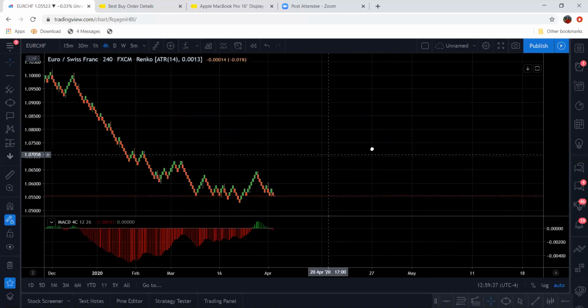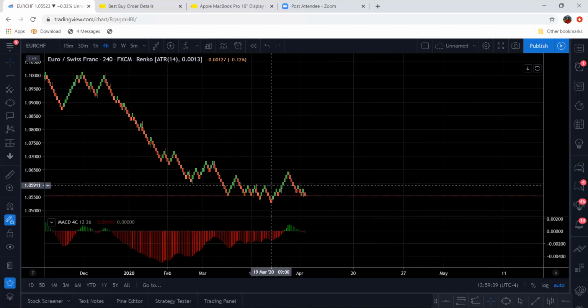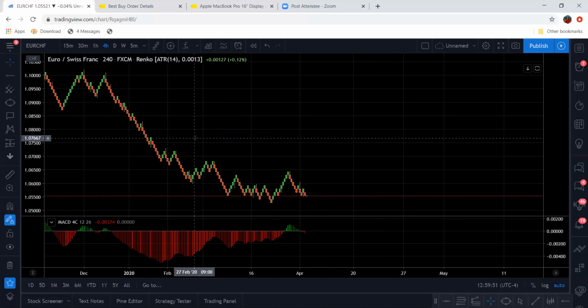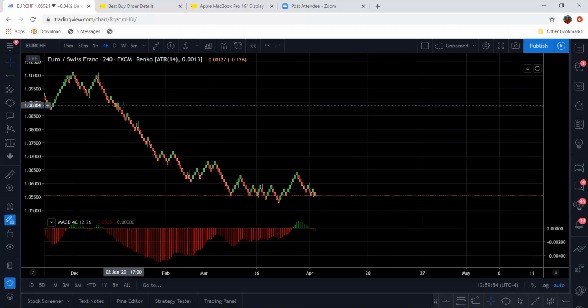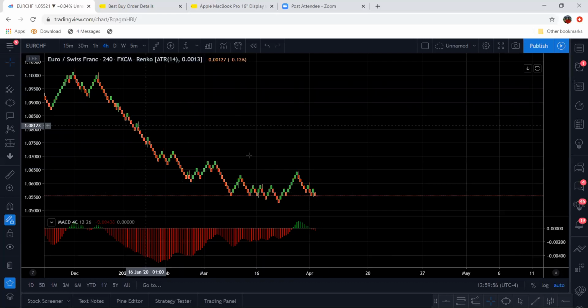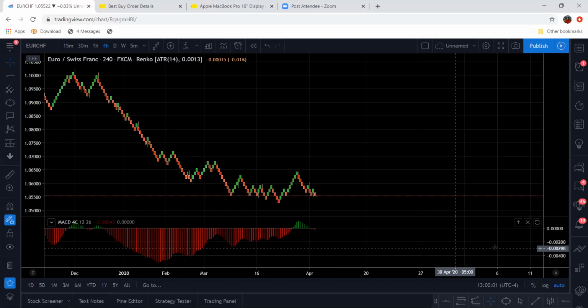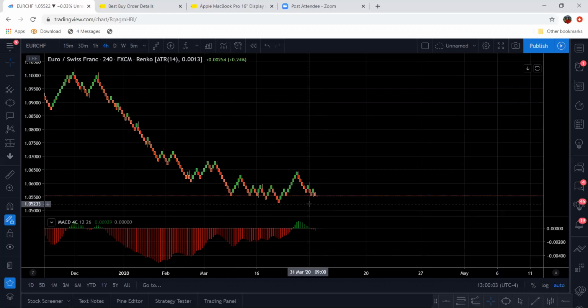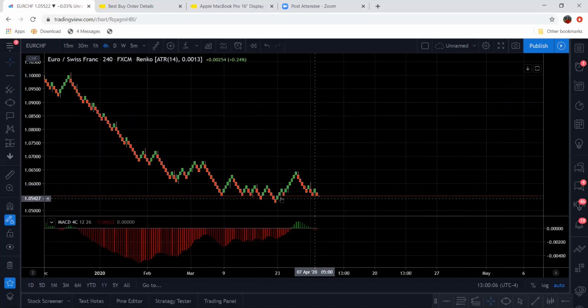Now, Renkos is a different form of price action. Renko was actually created by the Japanese. Renko is the word for bricks in Japanese. I think it's called Renga. Yes, Renga. And how Renkos perform is, it's not based off of time. So just because a 4-hour time frame has passed does not mean you will get a 4-hour brick. And each brick is positioned at a 45-degree angle to the next brick.